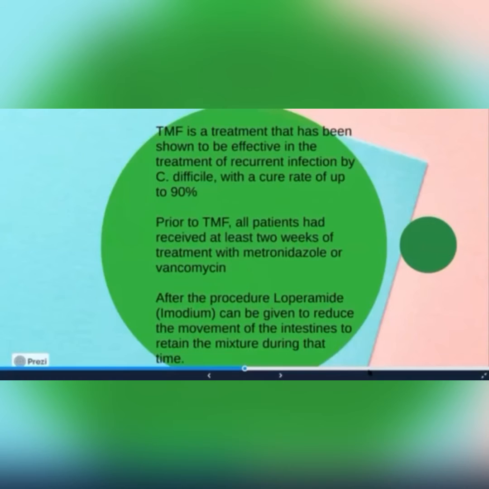FMT is a treatment that has been shown to be effective in the treatment of recurrent infection by C. difficile, with a cure rate of up to 90%. Prior to FMT, all patients had received at least 2 weeks of treatment with metronidazole or vancomycin. After the procedure, loperamide (Imodium) can be given to reduce the movement of the intestines to retain the mixture during that time.